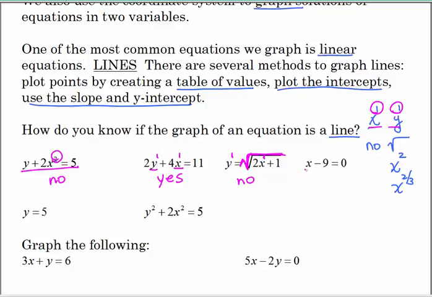Here we don't have a y, but we do have an x. It's to the first degree. So yes, that is a line. What about that one? And the last one. So very important to know kind of what equation you're dealing with.